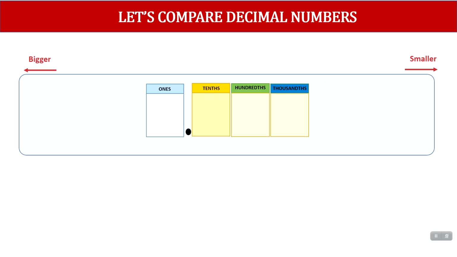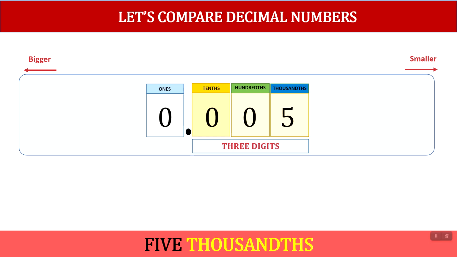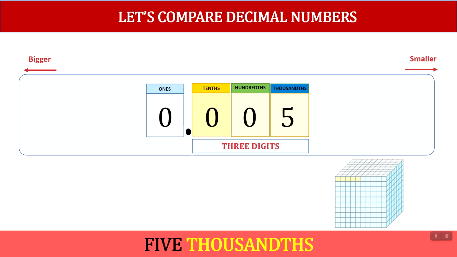Let's look at 5 thousandths. Thousandths is the third place after the decimal point. 5 thousandths, we write a 5 in the thousandths column, and we put zeros in the hundredths, tenths, and ones column. This is 0.005, which is 5 thousandths. It occupies 3 digits after the decimal point. Now 5 thousandths is represented here by 5 out of 1,000 blocks.